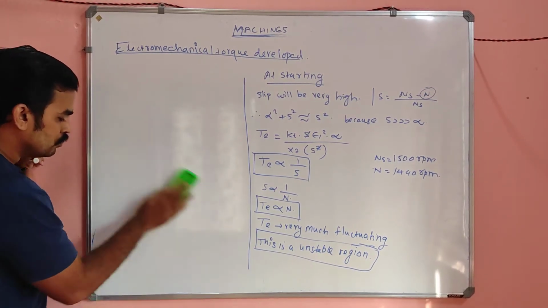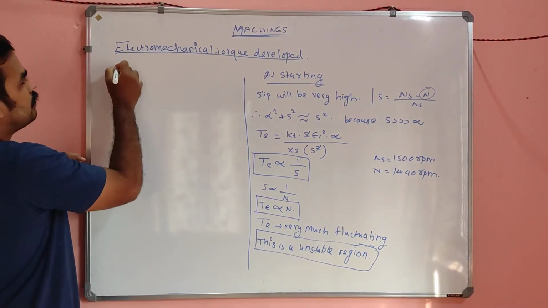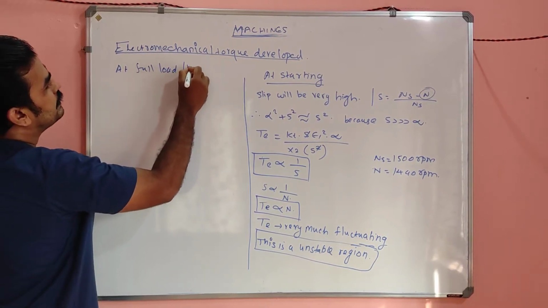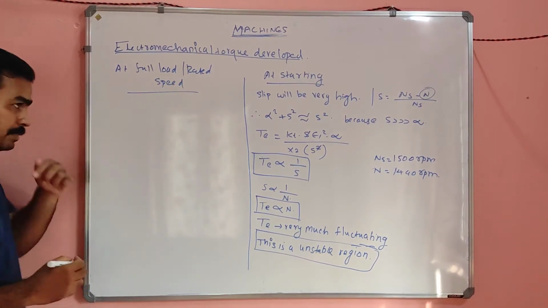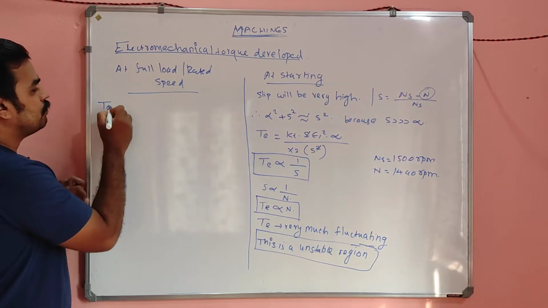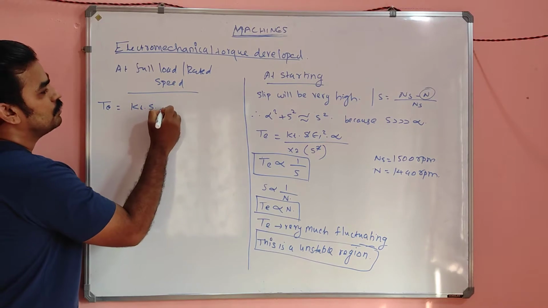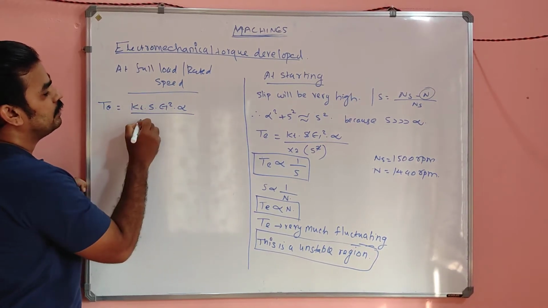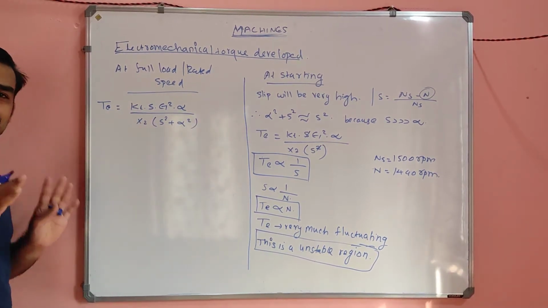And next, at normal speed or full load, or rated speed, what happens? Let's see that also. We have the equation TE equal to some constant KT into S into E1 square into alpha, divided by X2 into S square plus alpha square. You have to remember this equation, my dears.